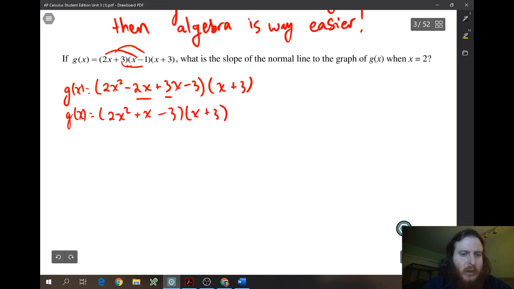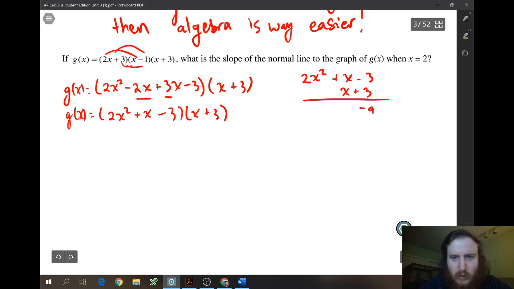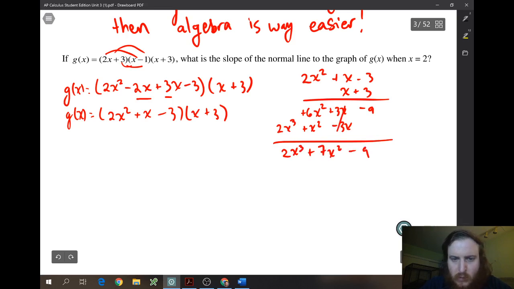And then we can even FOIL this. Now you could do product rule here if you wanted, but I'm just going to expand that out again. And so that's negative 9, positive 3x, positive 6x squared, and then negative 3x, positive x squared, and 2x cubed. So that gives us 2x cubed plus 7x squared minus 9. So that's g of x, and now this is a very easy derivative.